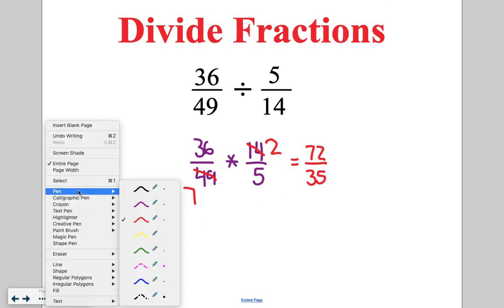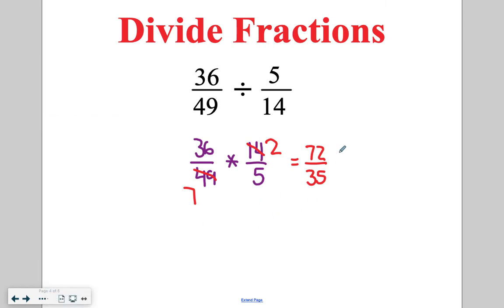Now, since we have an improper fraction, I need to convert to a mixed number. So 35 goes into 72 how many times? Twice. So then I need to do, what is my denominator? 35. So then I have 35 times 2, which is 70. What is the remainder to get from 70 to 72? The correct answer is 2, and that is my numerator. So my final answer is 2 and 2/35.